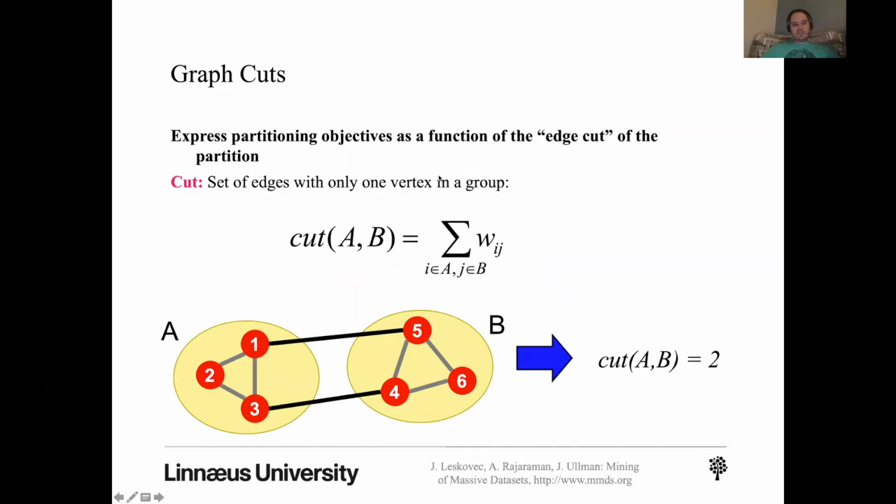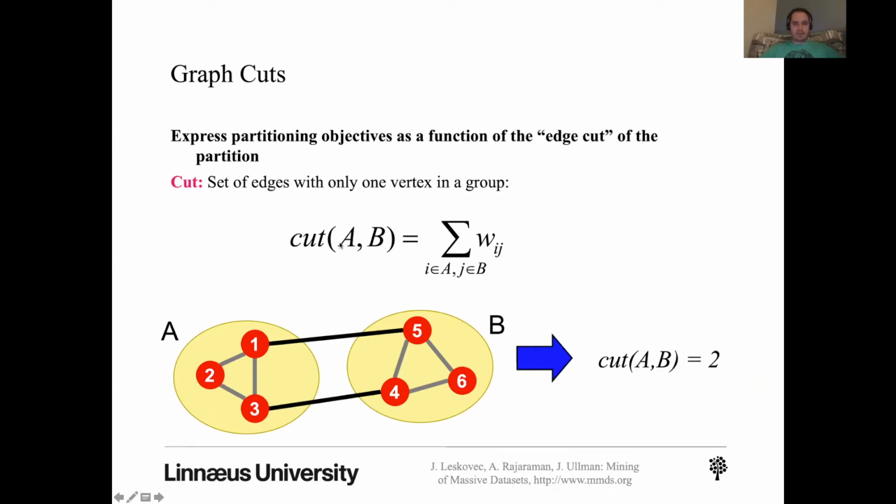And basically, this is just another way to think about that, right? So a cut of a graph, to express a partitioning objective, is a function of the edge cut. So when I cut the graph, I get some separation, and this is a formalization of what happens with the graph.